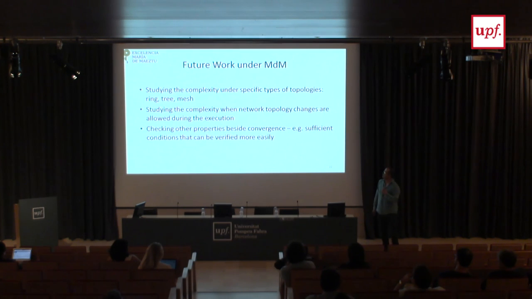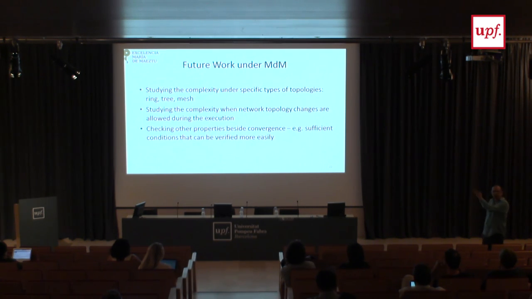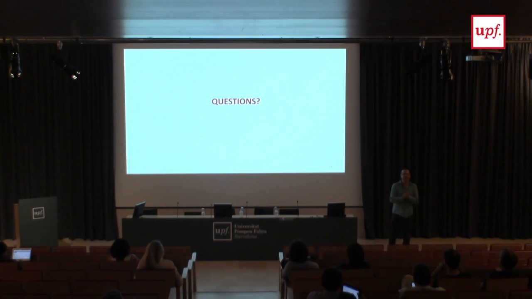What we really want to do is study complexity under specific types of topologies and see how this affects it. You have rings, trees, meshes, where you have more information to work with. Also, studying the complexity when the system is changing, when the network is changing. And last, look for other properties beyond convergence. Sometimes you don't need to converge. You need to just look for properties that each node maintains, for example, that a node never gets to a particular state. These are more local properties that are very useful. So we are looking to understand the complexity better in order to help develop new analysis tools. I think that's it.